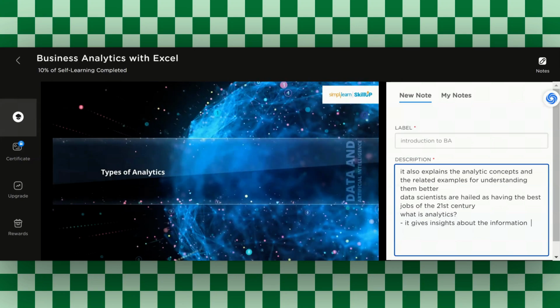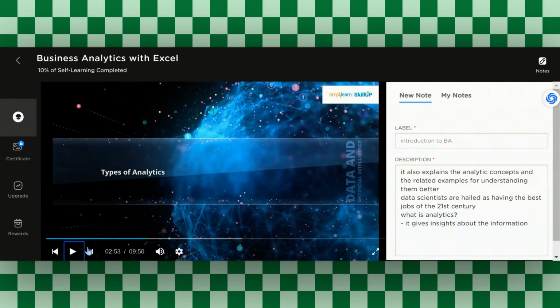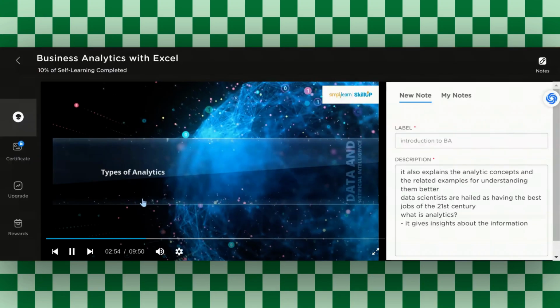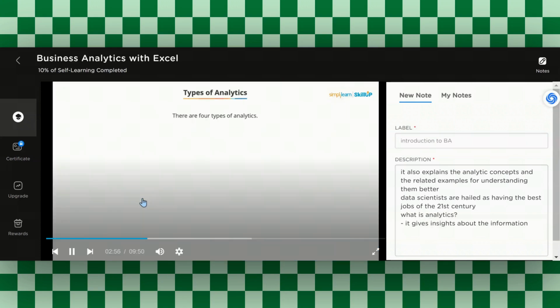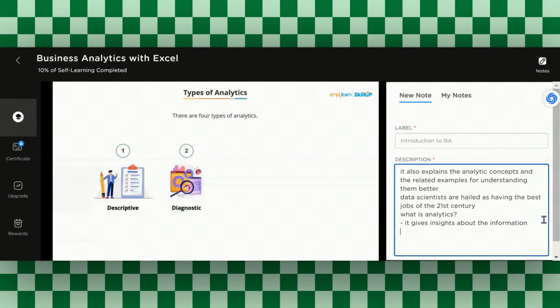Now, let us learn about types of analytics. There are four distinct types of analytics. Descriptive, which explains what has happened, diagnostic, which states why it happened, predictive, which depicts what could happen, and prescriptive, which talks about what should happen. Here, we will learn about these types in detail, one by one.